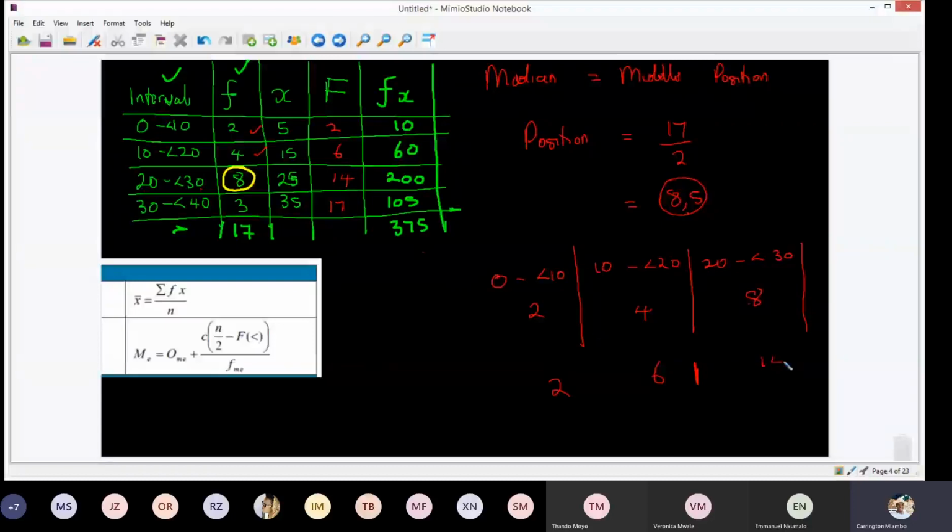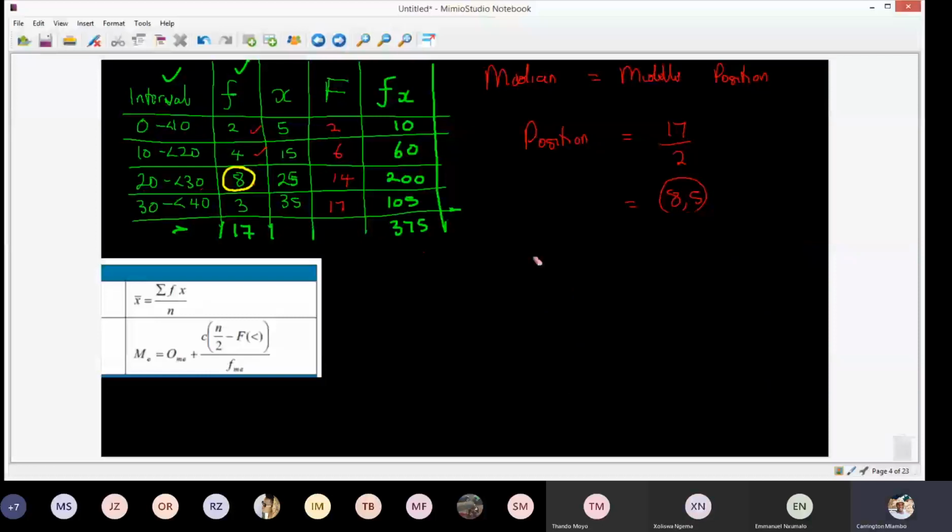So you can see that from 6, let me use a different color, 2 plus 4 is 6. Then from 6 we reach 7. 7 starts from the interval 20 to 30: 7, 8, 9. So 8.5 lies here in this interval, 20 to 30. That's where your median is. Did you get that? That's what you need to get there.